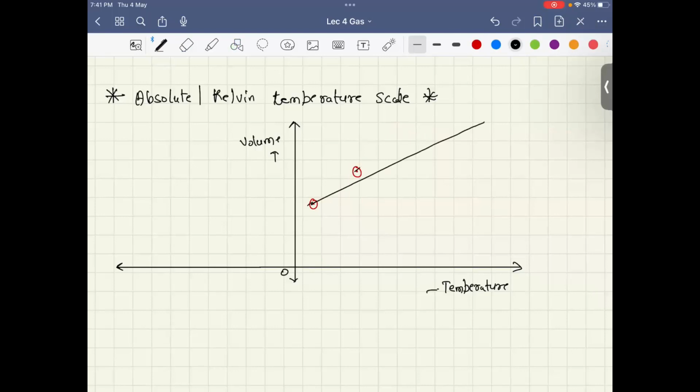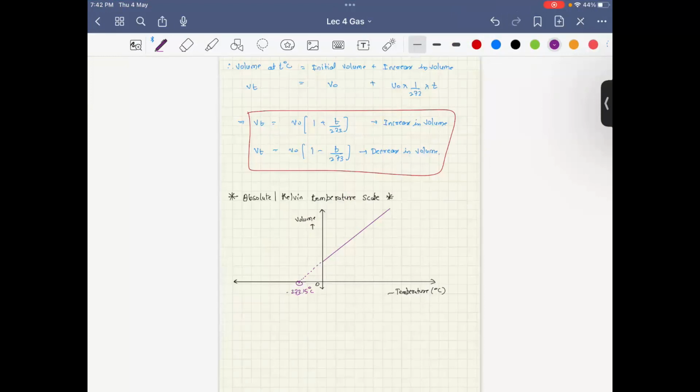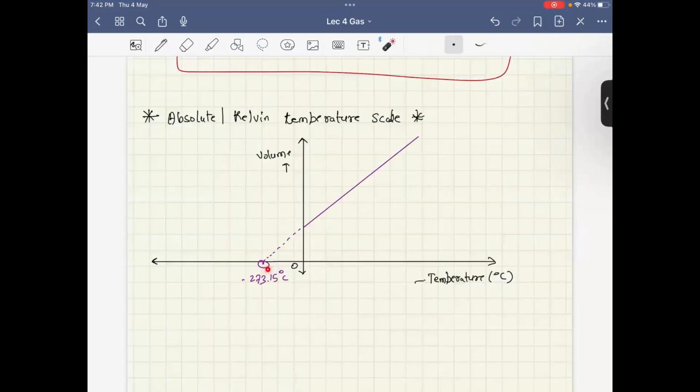Okay, and when we extrapolate this graph, use a different color. When we extrapolate this graph, this point we get as minus 273, right? So this is in degree centigrade. This is the point at which it is going to cut the negative temperature axis, and the points are going to be like this.